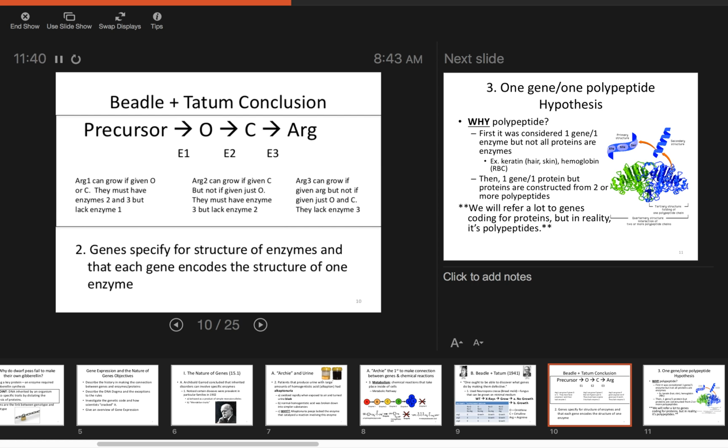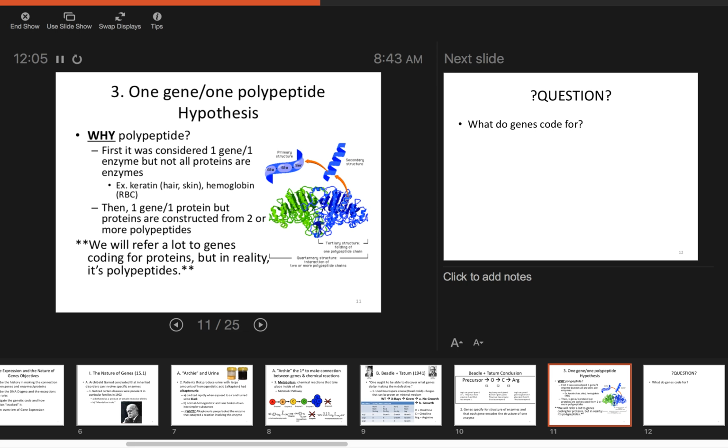Yep. So with ARG3, it could grow if you gave it ARG. But if you just gave it O or C, it didn't grow because it had mutations in enzymes 2 and 3. So they work their way backwards: cause the mutations, work your way backwards, figure out the chemical pathway, and then, oh, we mutated these genes that code for that enzyme. So with Beadle and Tatum, they could call it a one gene, one enzyme hypothesis, okay, but that got changed to a polypeptide. At first, Beadle and Tatum said, okay, genes code for enzymes because they were looking at chemical pathways.